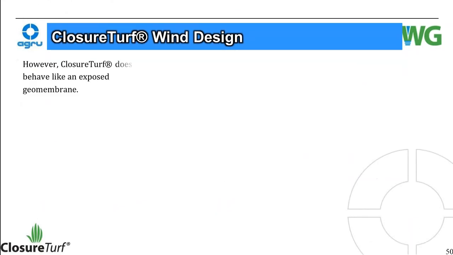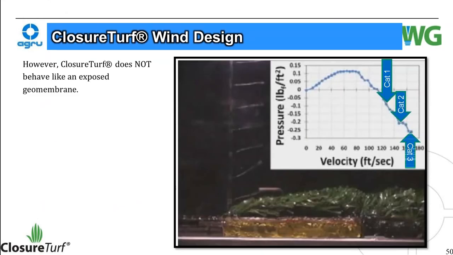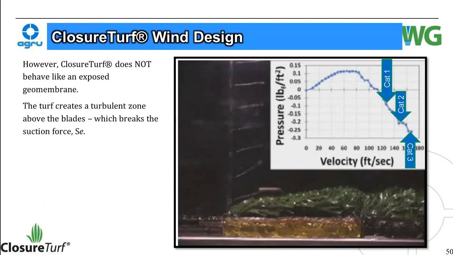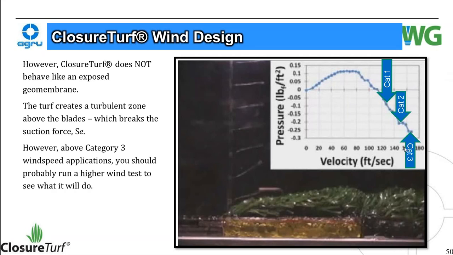However, ClosureTurf doesn't behave like an exposed geomembrane, so that equation is simply not valid. As I said before, the turf creates a turbulent zone right above the grass blades. That breaks the suction force all the way up to Category 3 hurricane wind speeds.